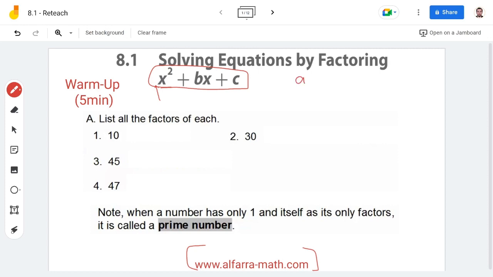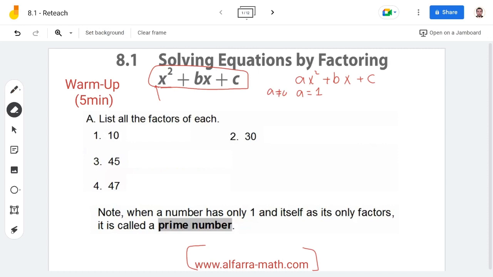Let's go back here to the quadratic function. We know that the quadratic function is ax squared plus bx plus c. This is the normal quadratic function where a can be equal to 1, but a cannot equal 0, because if a equals 0, that means we don't have a quadratic function.